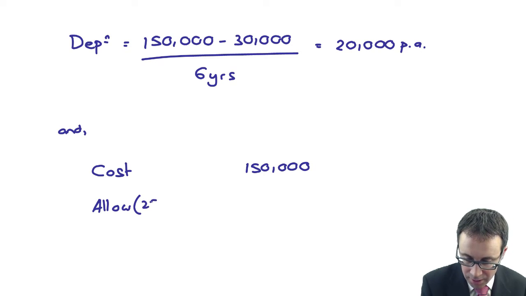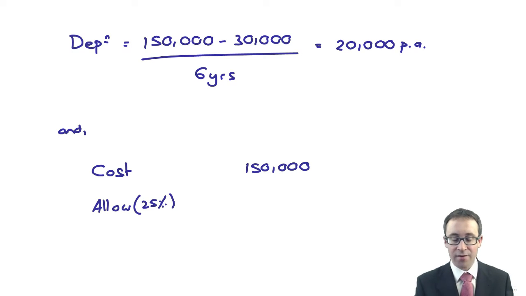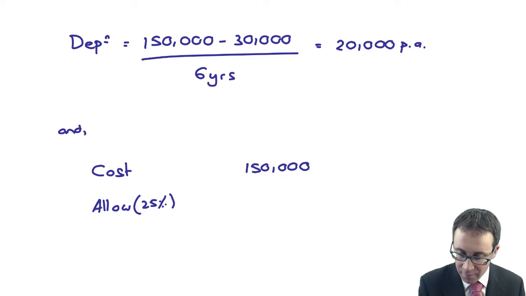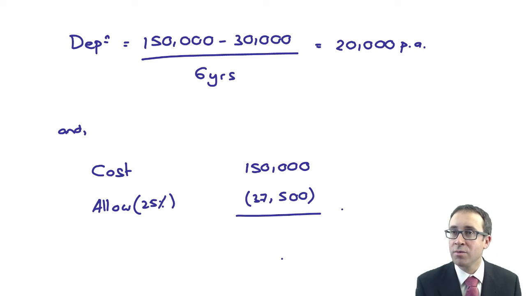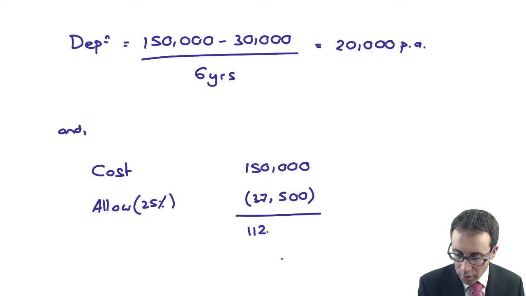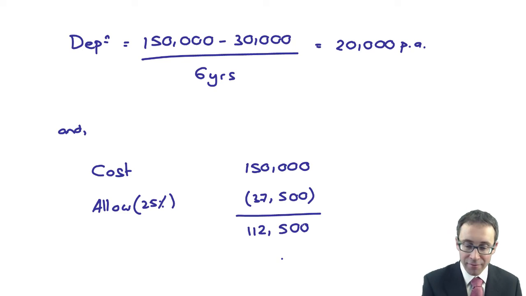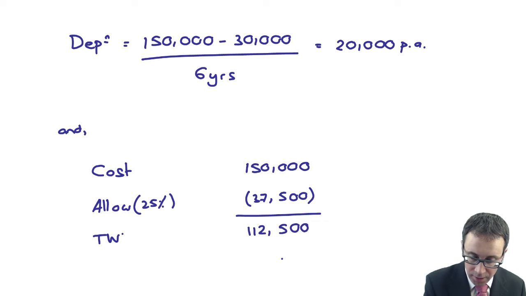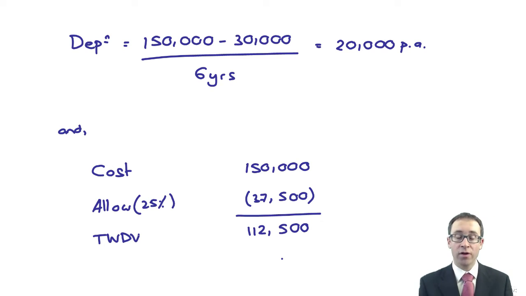Our allowance is at 25%. Does that give me 37,500, which gives me, I think, 112,500 as my tax written down value? So TWDV at the end of the first year.